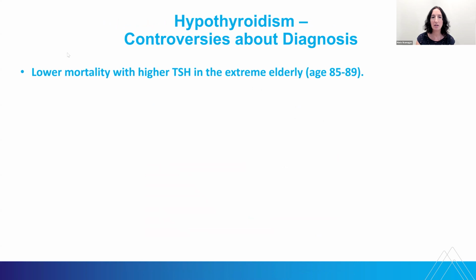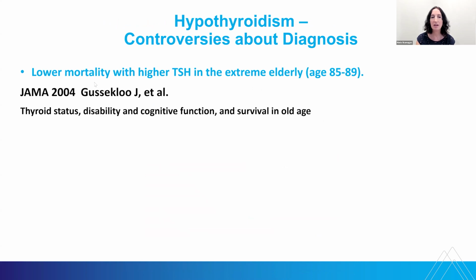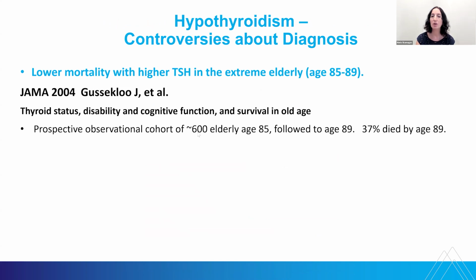Another very interesting study was a prospective look at individuals starting at the age of 85. And so it was an observational cohort of 600 people followed until the age of 89. And by that point, 37% had passed away. And so based on TSH, for every TSH increase of 2.7 above the average, there was a 23% decrease in mortality risk. And again, this is observational, it's not randomized. So, but there does seem to be this association with the higher the TSH, the less risk of death.